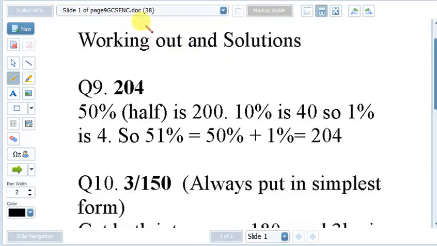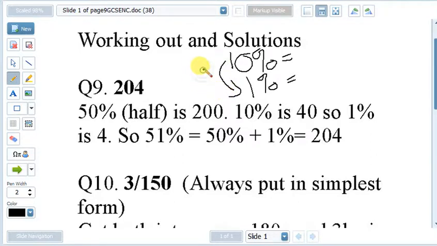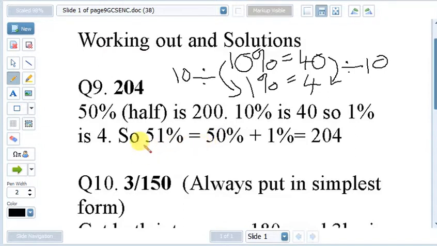So if we work out what 10% is, and then we divide by 10 to get what 1% is. So 10% of 400 is 40. So 10% you just move the decimal place one place to the left. So 10% is 40, so you've got to divide 40 by 10, which is 4. So 1% is 4. So 51% is, you've got 50%, which is 200, and you've got 1%, which you've worked out to be 4, so you just combine the two to get 204.